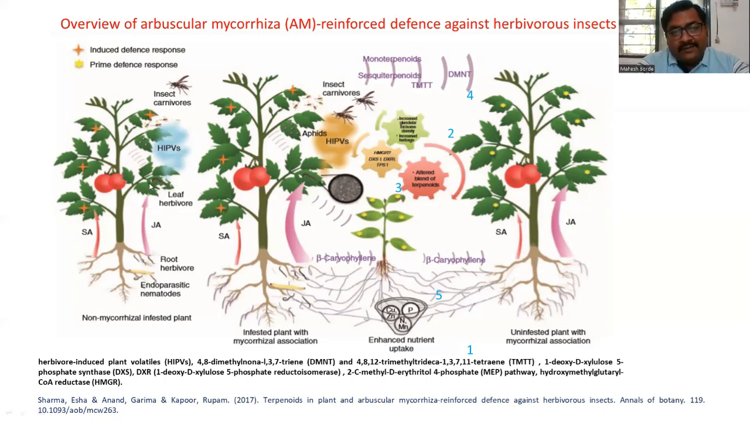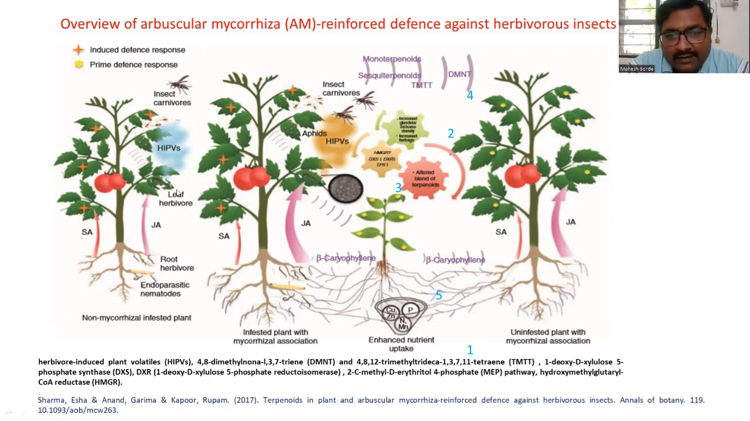At the same time, there are some leaf herbivores attacking the plant. When these leaf herbivores attack the plant, it itself produces some herbivory-induced plant volatiles. These are nothing but DMNT and TMTT. The main role of these volatiles, or we can call them terpenoids, is deterrent activity against herbivores. Whereas, when the plant produces these terpenoid compounds, it attracts some insect carnivores. Okay, so this is the general mechanism seen in nature.